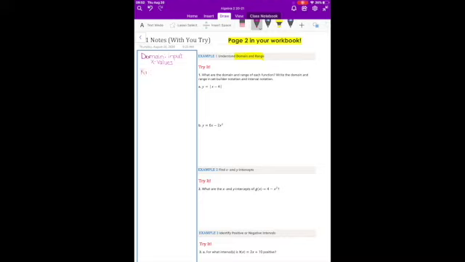Range. You guessed it, it's your output or your Y values. So how do I keep this straight? X and Y, think about that alphabetically. X comes before Y. Think about domain and range. D comes before R. So the first letters of the set match up.